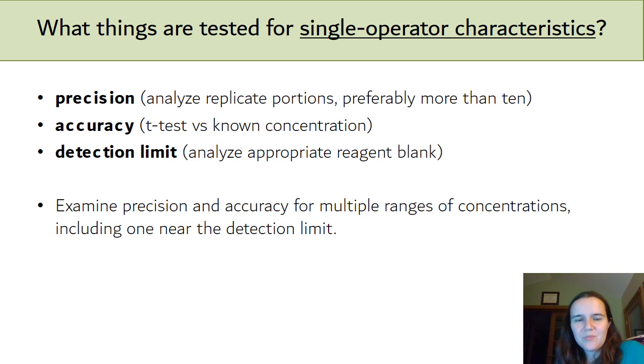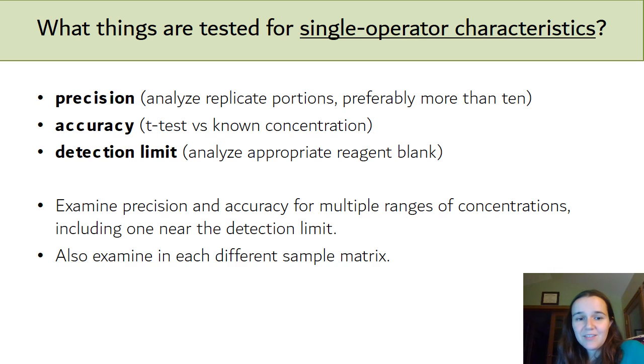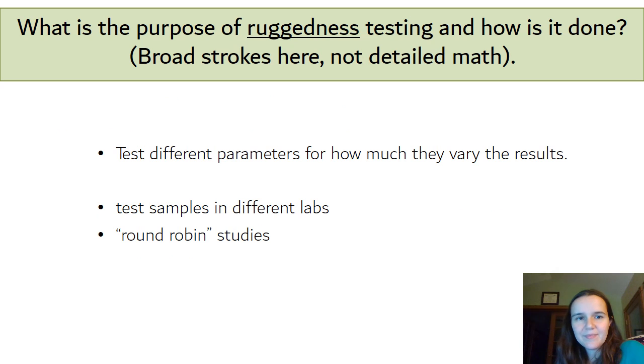You want to look at precision and accuracy for a variety of concentrations, including a low concentration, something near the detection limit. Also, if you have different sample matrices, then you should really look at these things with each sample matrix. Now, ruggedness. Details of ruggedness testing.